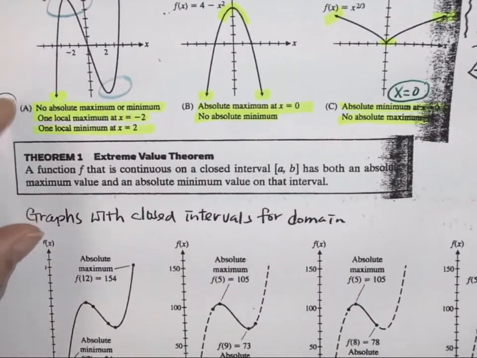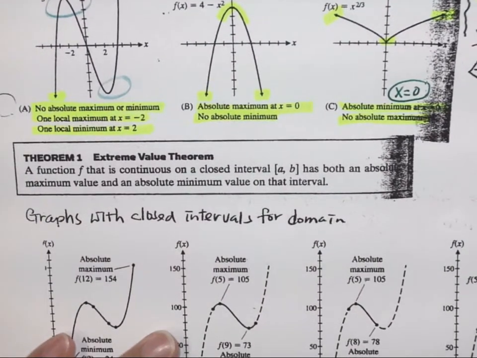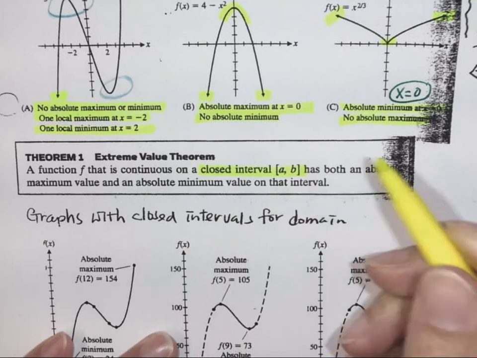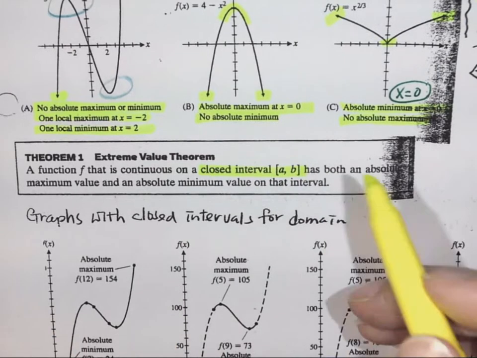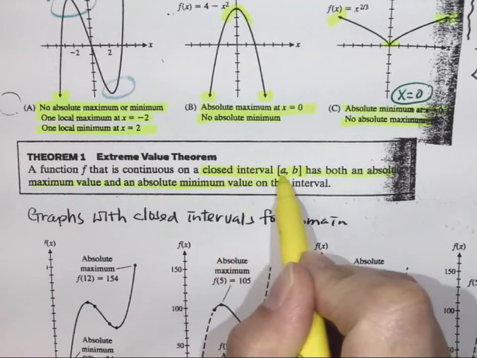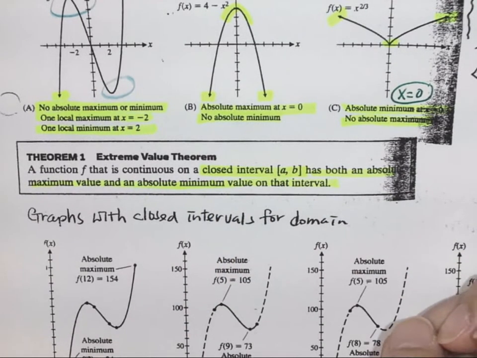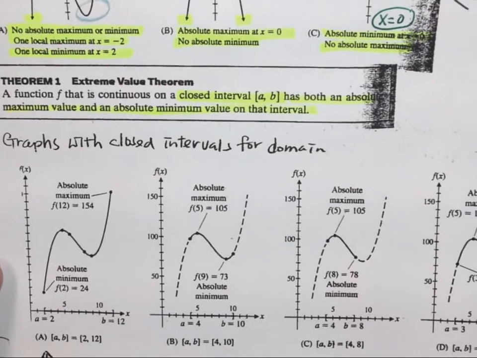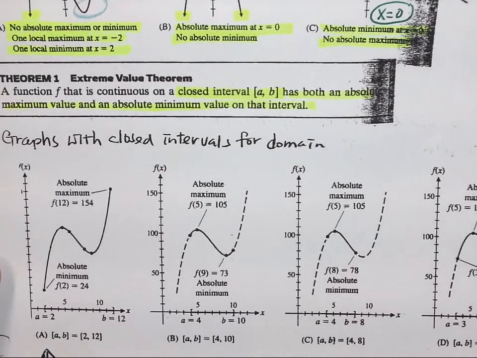And the second part is talking about the theorem for extreme value. A function that is continuous on a closed interval, so this is different, this time it's a closed interval, has both an absolute maximum and minimum within the interval. So the next example is kind of an interesting one, I think.